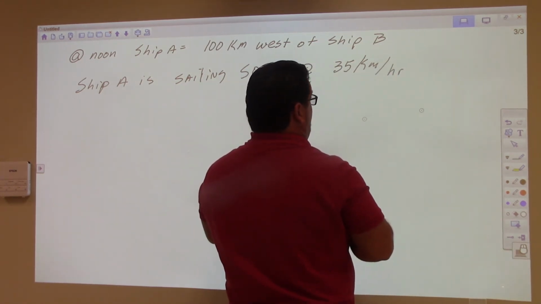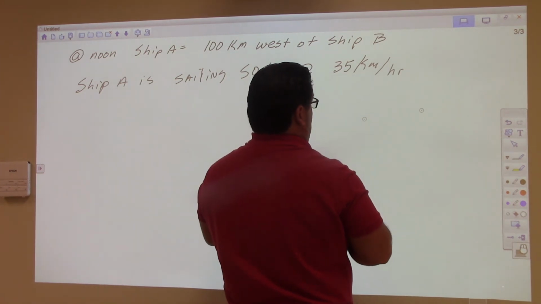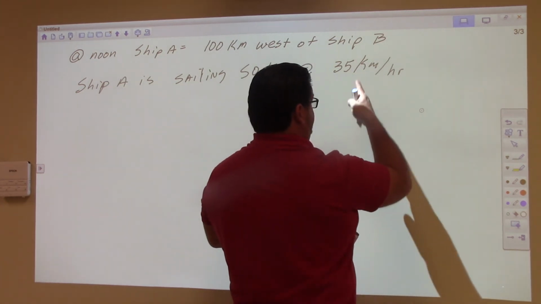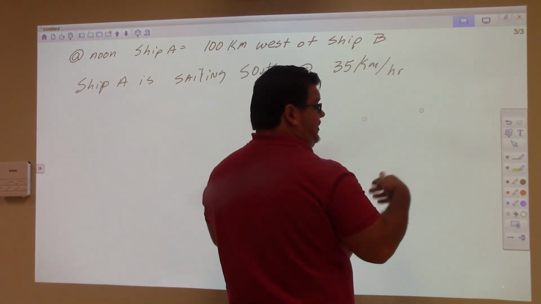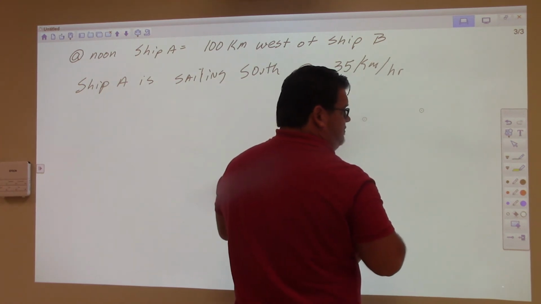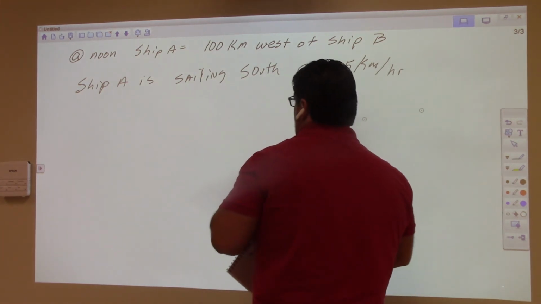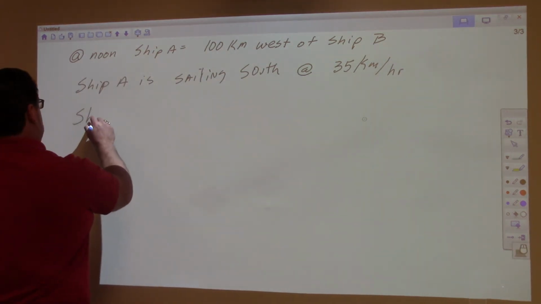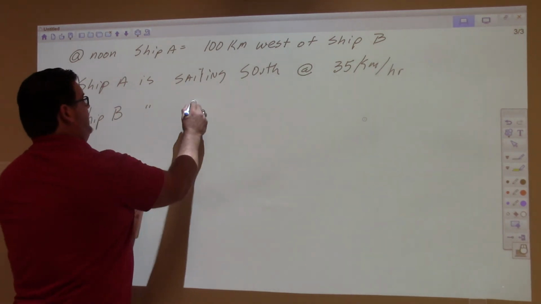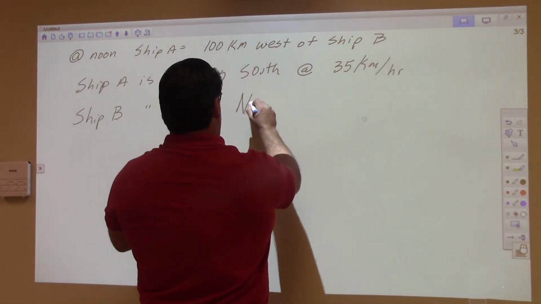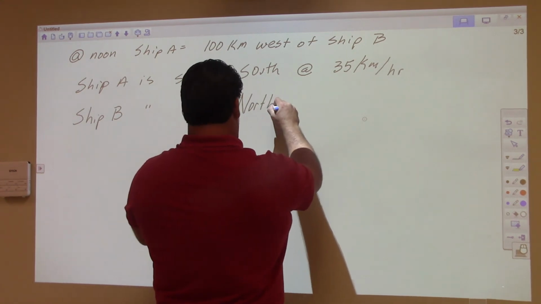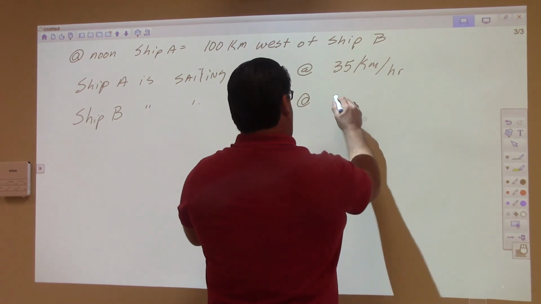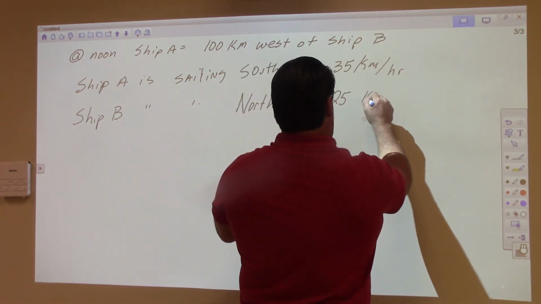Right. Well, it's like dx dt or dy dt, isn't it? Because it's the distance they're traveling in an hour. You could say it's either like dx or dy, whichever. And ship B is sailing north to Alaska. That's the song. At 25 kilometers per hour.